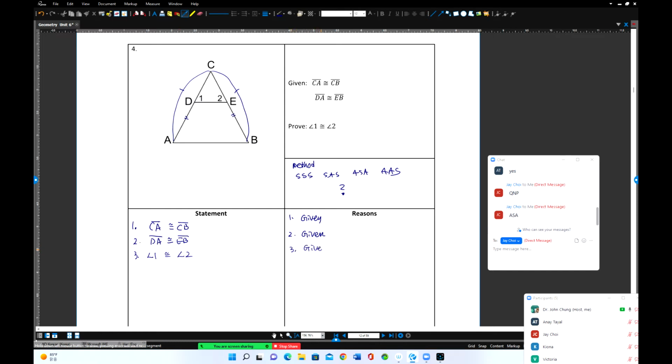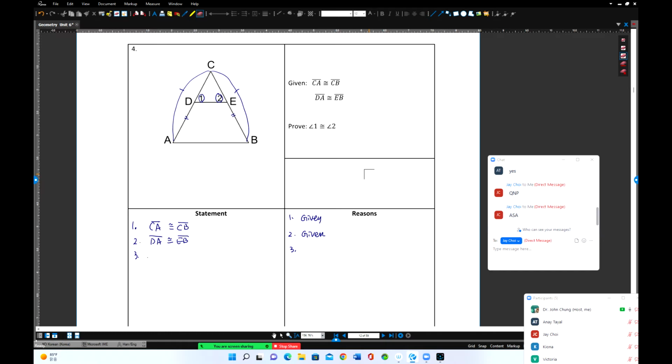All three is given. This time we're going to prove why angle 1 is congruent to angle 2. Okay, these two. This is not like this one. Sorry, this is not triangles congruent. We try to prove angle 1 congruent to angle 2.